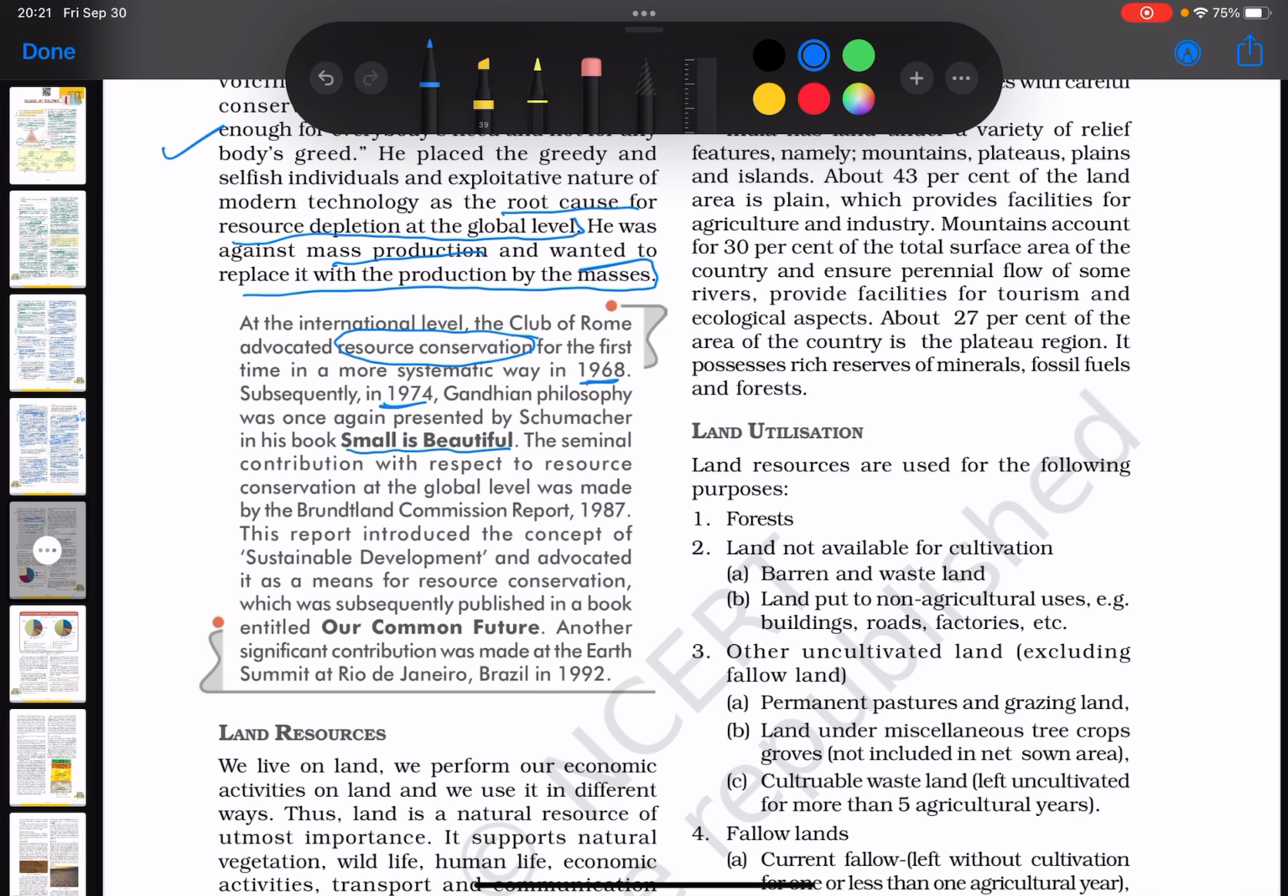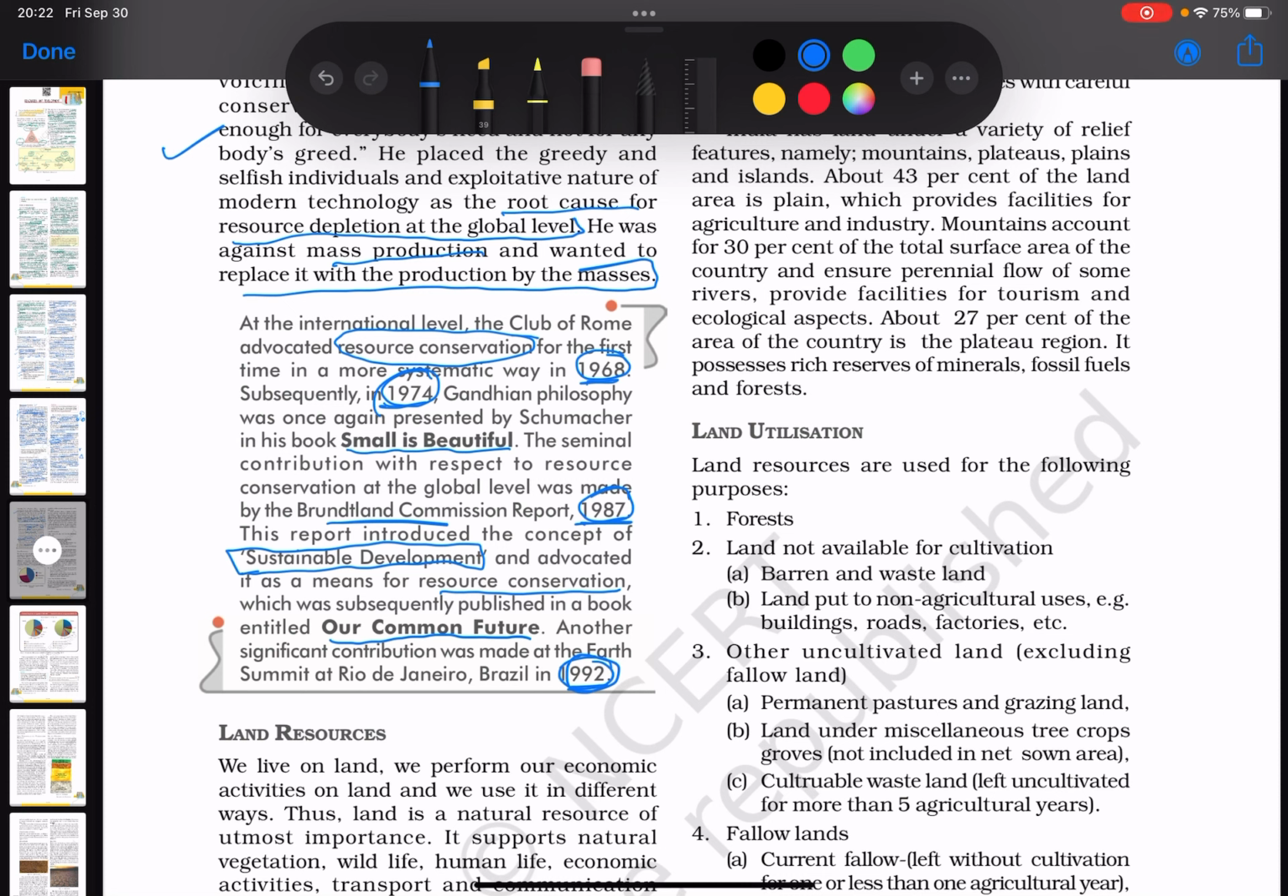The seminal contribution with respect to resource conservation at the global level was made by the Brundtland Commission report in 1987. This report introduced the concept of sustainable development. So that's where this whole term comes from, this report in 1987. And this report advocated it as a means of resource conservation, which was then subsequently published in a book entitled Our Common Future. Another significant contribution was made at the Earth Summit in Brazil. So you can say it started from 1968, then 1974, 1987, as well as 1992. These are the key points.